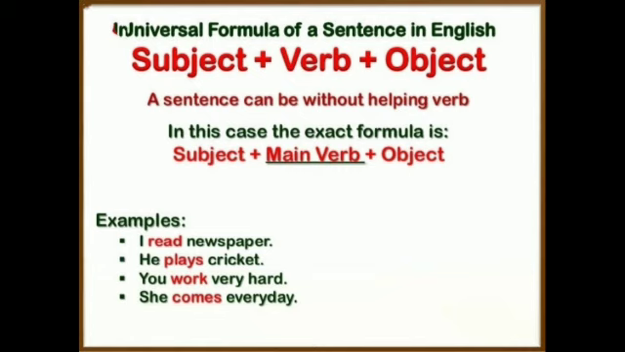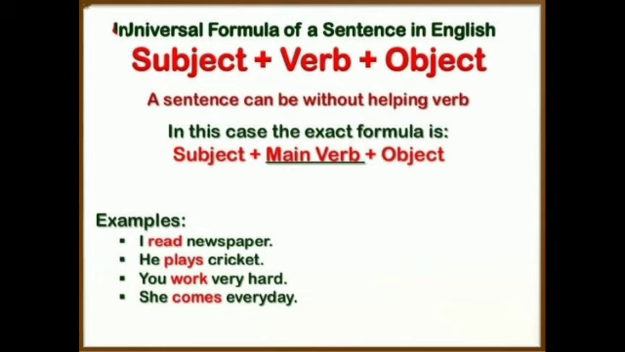Then, you work very hard. You is subject, work is verb, and hard is object. She comes every day. Here she is subject, comes is a verb, whereas every day is an object. So here every sentence contains subject, verb, and object.